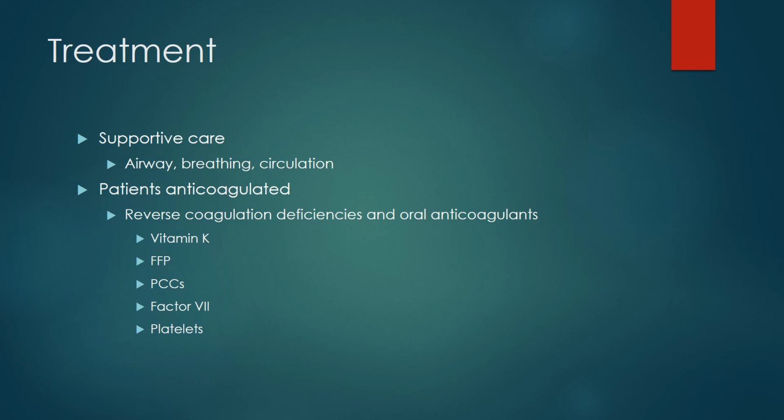Really the main area that we as pharmacists or pharmacy students can help out the neurologist or the treatment team is if patients are anticoagulated, how can we reverse these coagulation deficiencies in order to stop the bleed? So I won't get into what agent we should be using if a patient's on warfarin versus dabigatran, but here are some of the agents you may see in the ED: vitamin K, FFP, PCC, factor VII, or platelets.